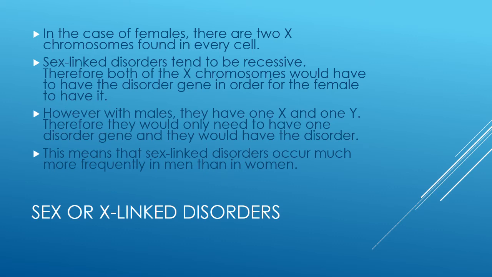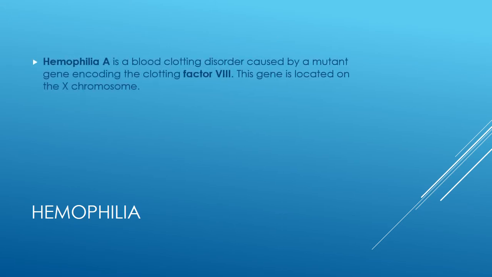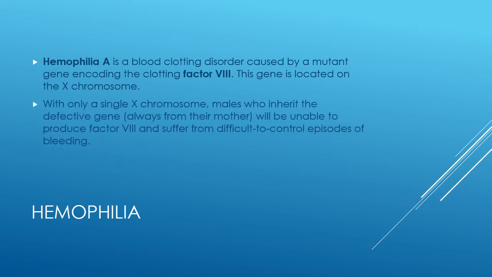Examples of sex-linked disorders include hemophilia. And hemophilia is a blood clotting disorder. It's caused by a mutant gene that codes for a particular clotting factor, and it prevents the blood from clotting properly. So if you get even small cuts, you can virtually bleed to death. And it's found on the X chromosome. Okay, so males who inherit this defective gene will be unable to produce the clotting factor properly and therefore will have these bleeding problems.